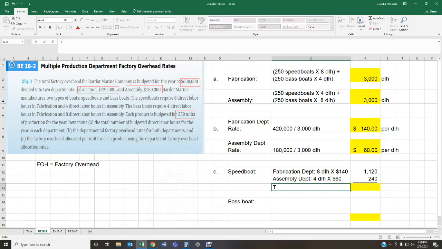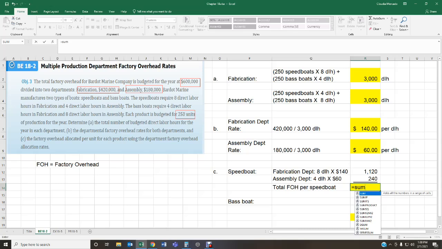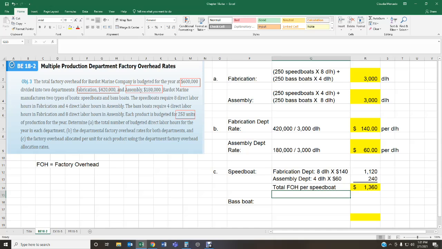And now I can get my total factory overhead per speedboat. I'm going to add my fabrication plus assembly so we can get our total, and that would give us 1,360. So my total factory overhead, and we're just talking about the overhead allocated per speedboat, is 1,360.